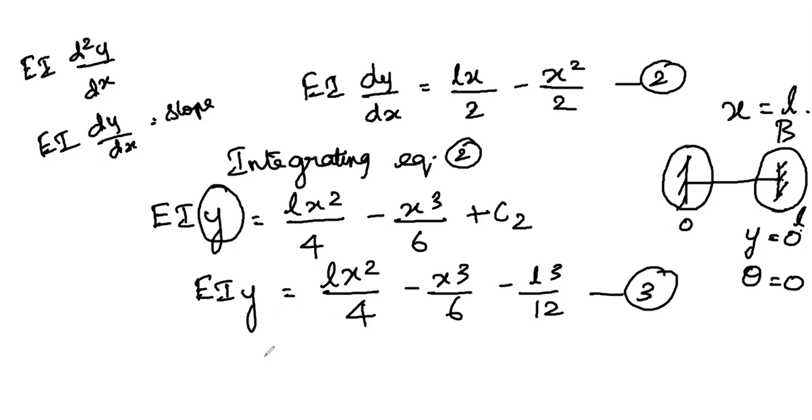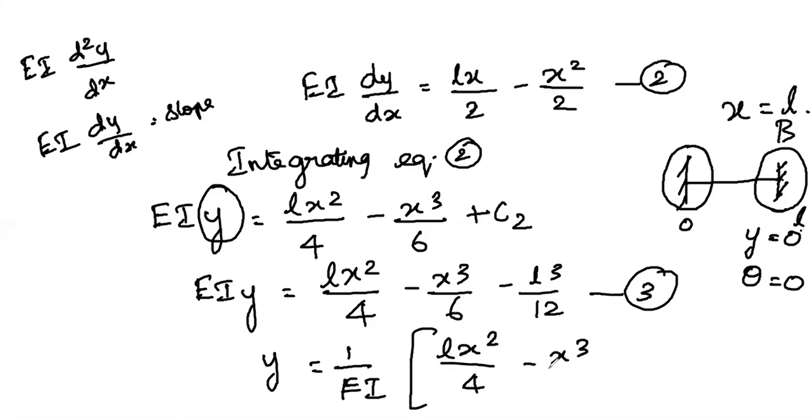So you may write the deflection like this also: y equal to 1 by EI into Lx square by 4 minus x cube by 6 minus L cube by 12. Can you understand? I am just taking this EI to the right side, so it comes under the denominator. Have you all got it? This is the value of the deflection at any section x due to the unit load applied at the point A. This is clear here.